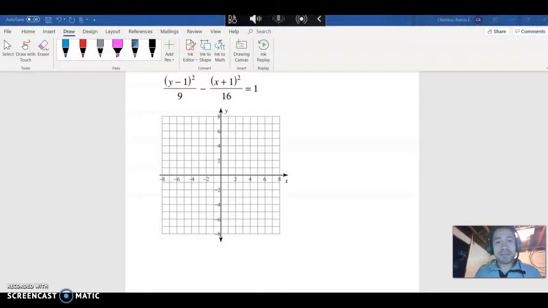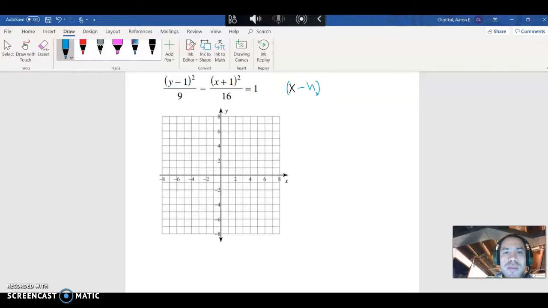So, boom, we're here. Now, notice what we have here. I'm going to write out the general form of a hyperbola. The general form we're looking at is x minus h squared over a, minus y minus k squared over b, equals 1.